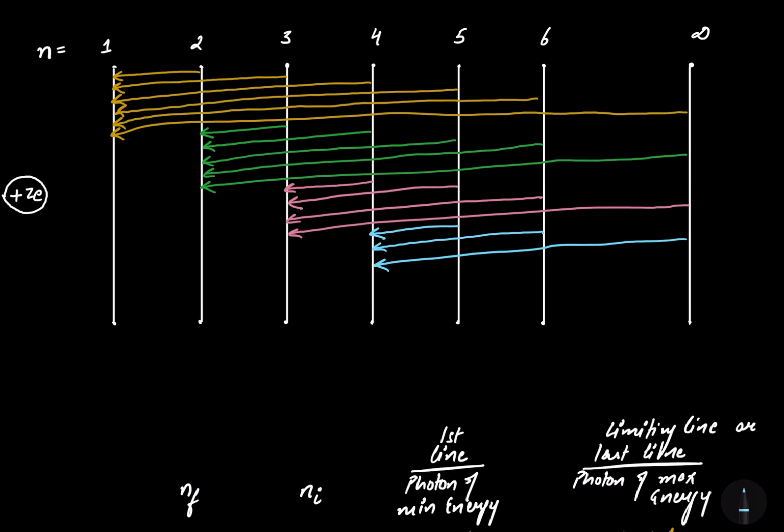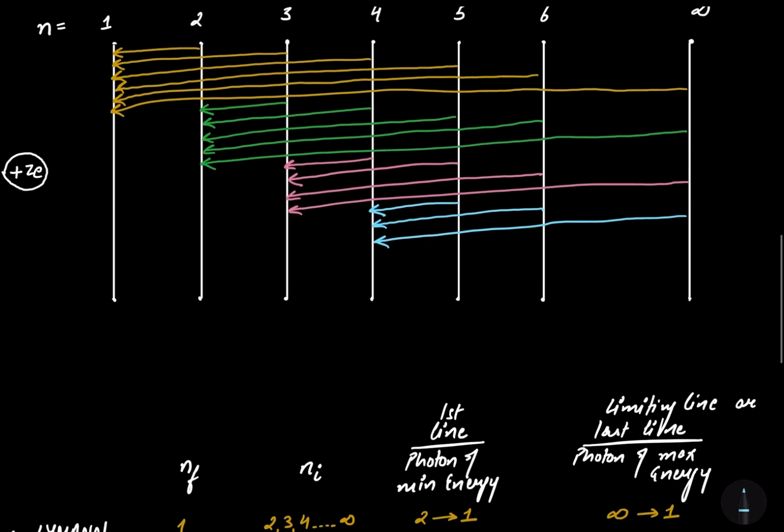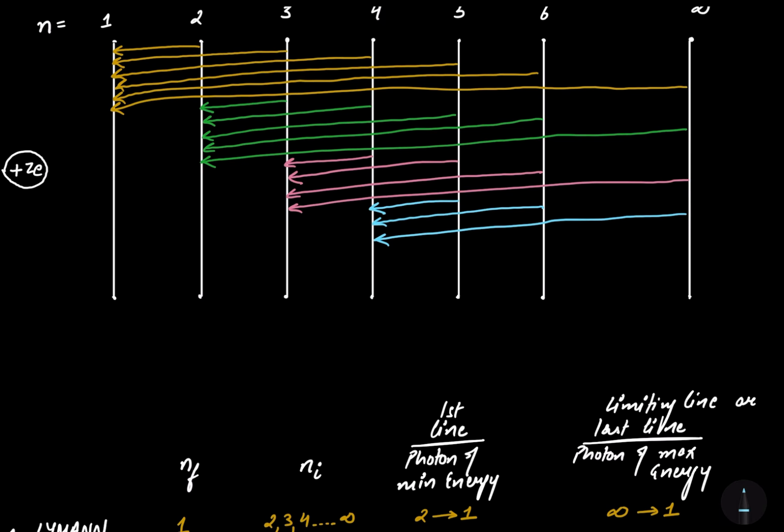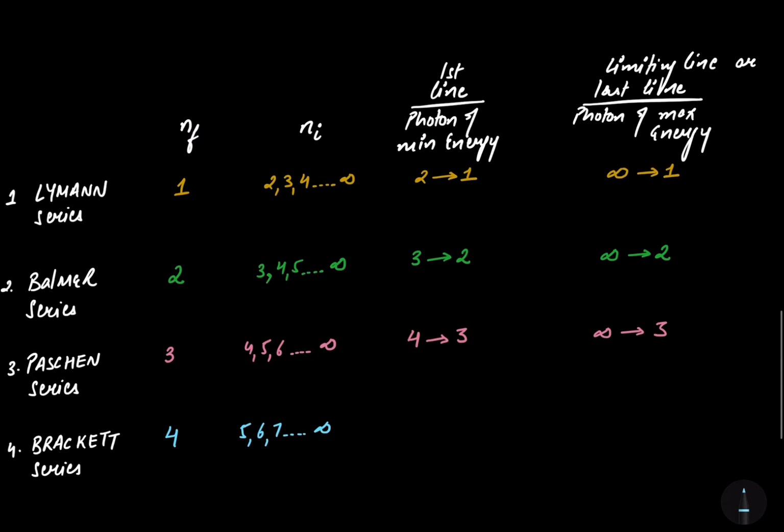Now in case of Brackett series, the first line, that is the photon of minimum energy, is emitted for the transition of minimum energy gap, that's from 5 to 4. So the first line will be of transition of 5 to 4. The electron will make a transition from fifth stationary state to the fourth stationary state.